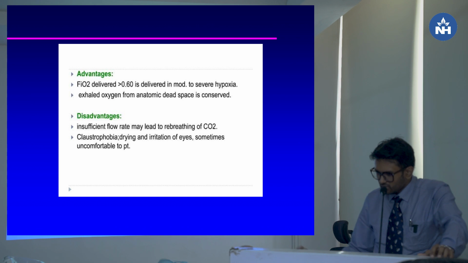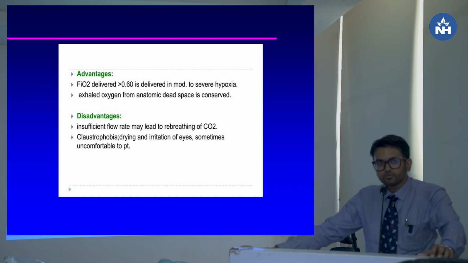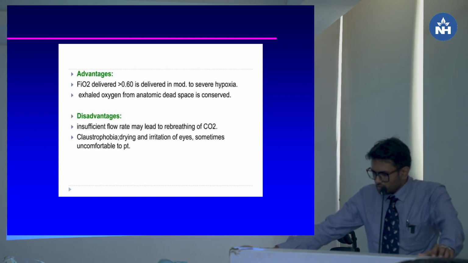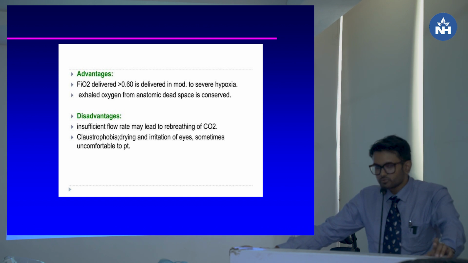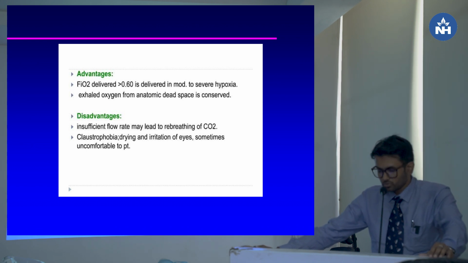So the advantages are delivery of FiO2 more than 0.6 to match the moderate to severe hypoxemia, and the problems are insufficient flow rate may lead to rebreathing of carbon dioxide and claustrophobia, dry eyes, irritation, and sometimes uncomfortable to the patient.